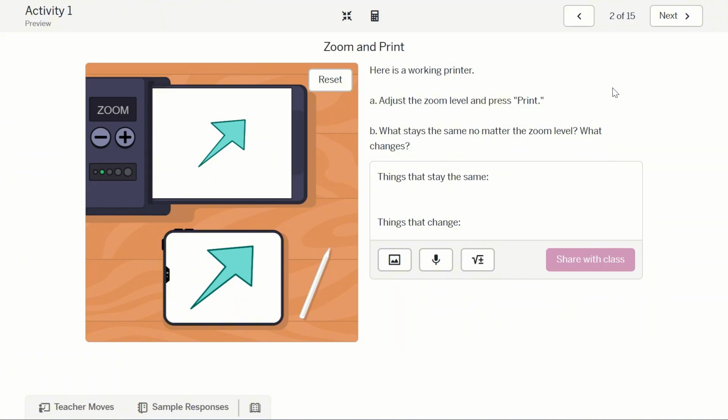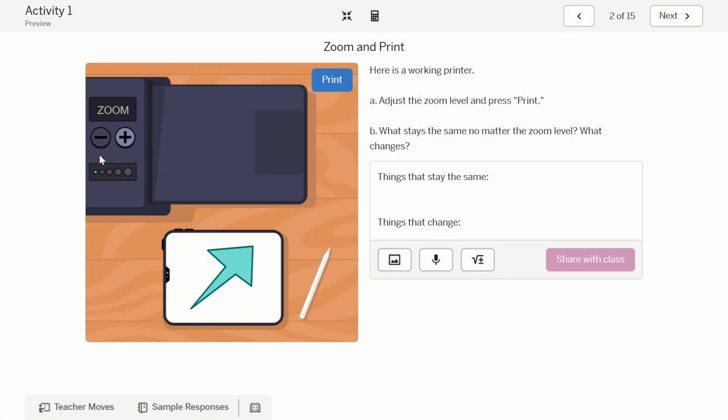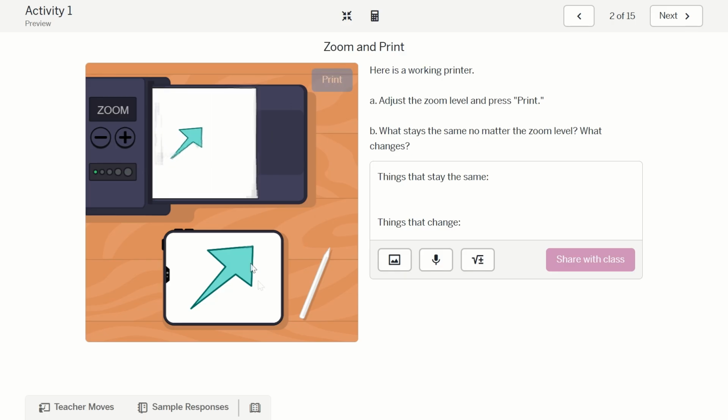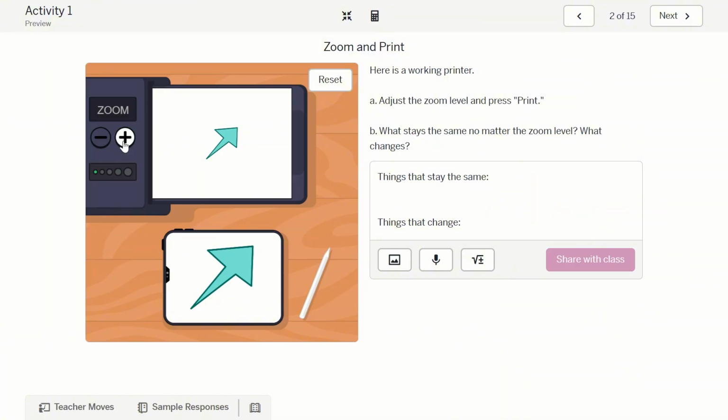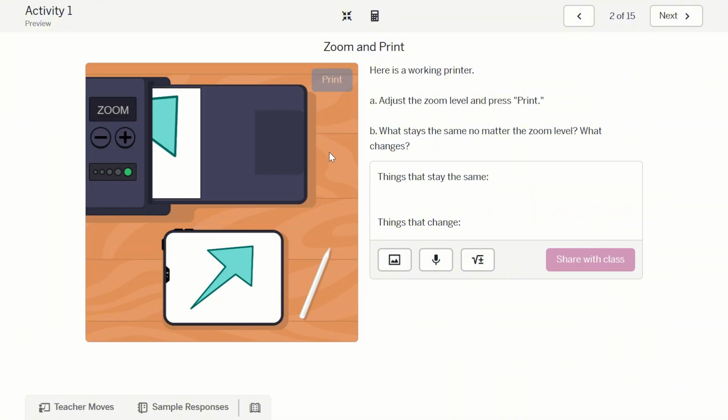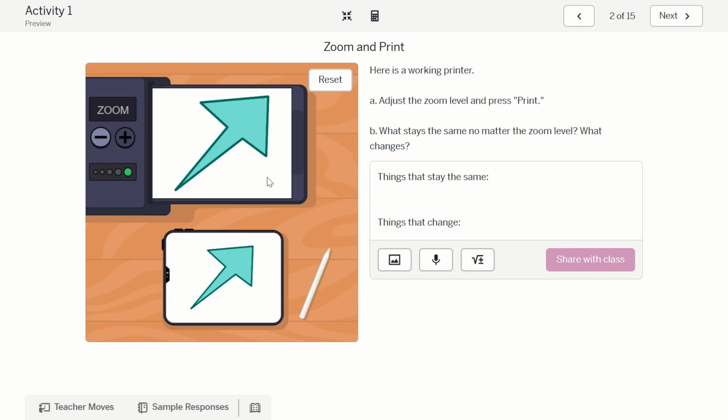All right, so what do we notice? No matter what we do with the zoom, what do we notice about the shapes? Yes. The shape stays the same no matter how much you zoom it. Okay, so the shape stays the same, but what changes? Nice and loud. The size of the shape changes, right? So if I go all the way to like the bottom zoom and I print, it's a smaller version of the arrow that I made, right? If I go all the way to the largest one, now I have a bigger arrow, but the shape still stayed the same, right? So let's move on to the next slide.